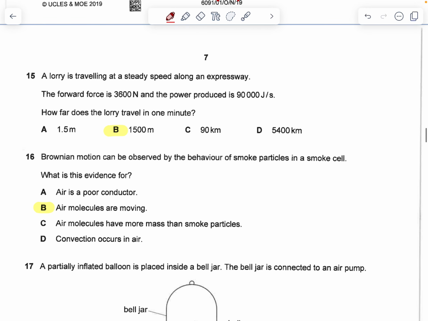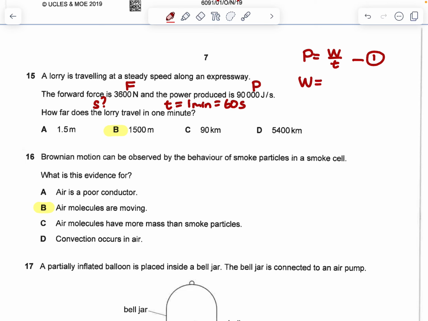Question 15. A lorry is traveling at a steady speed along a highway. The forward force is F. The power produced is P. How far does the lorry travel in a time of 1 minute? So we convert 1 minute into 60 seconds. With the first formula, P equals work done over time.